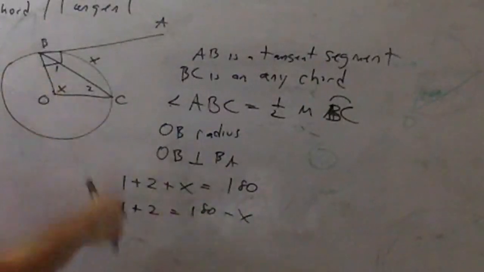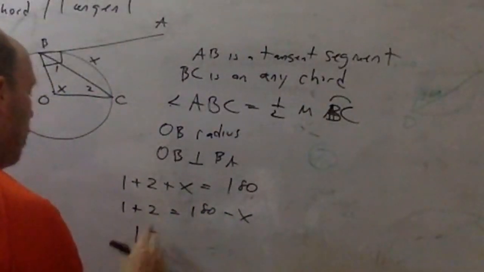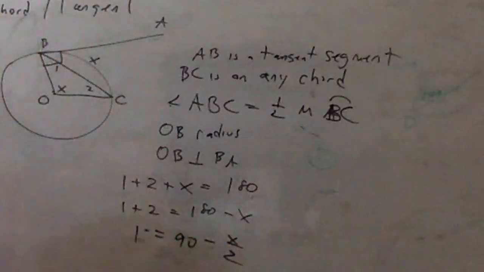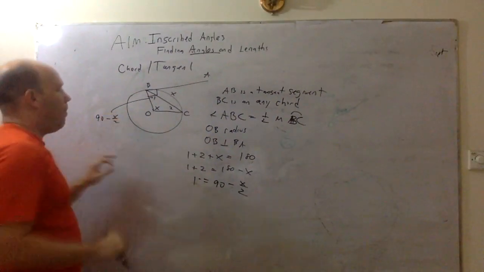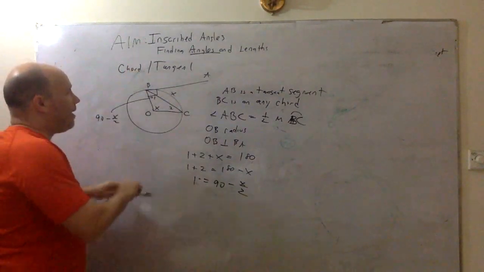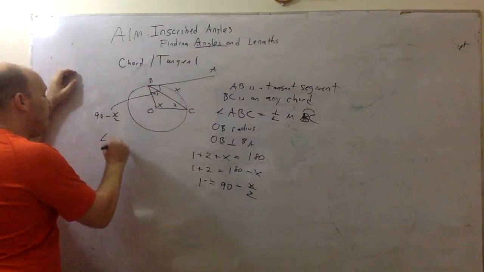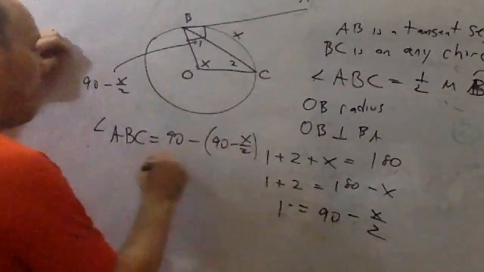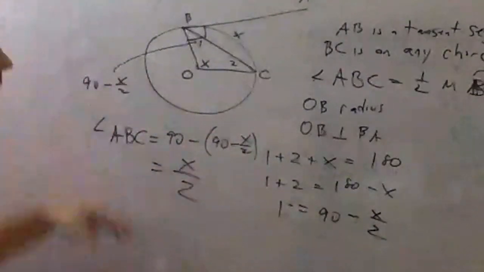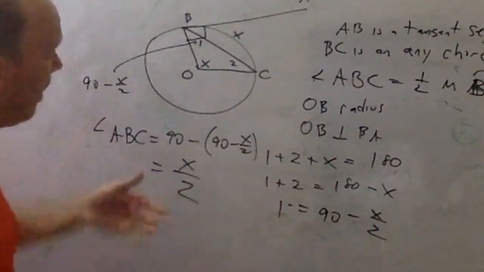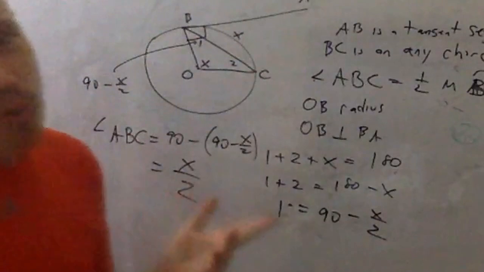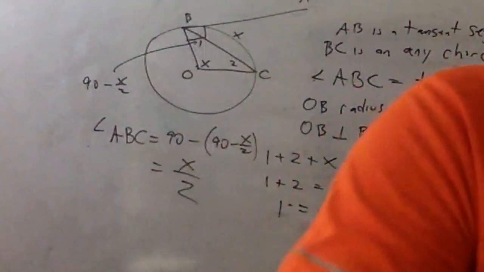But because it's an isosceles triangle, 1 is equal to 90 minus X over 2. But this is a right angle. That means this angle ABC is equal to 90 minus that, 90 minus X over 2, which equals X over 2. That's our proof. If you take a tangent and a chord, the angle is equal to 1/2 the intercepted arc. Cool. And then all the algebra questions that follow.